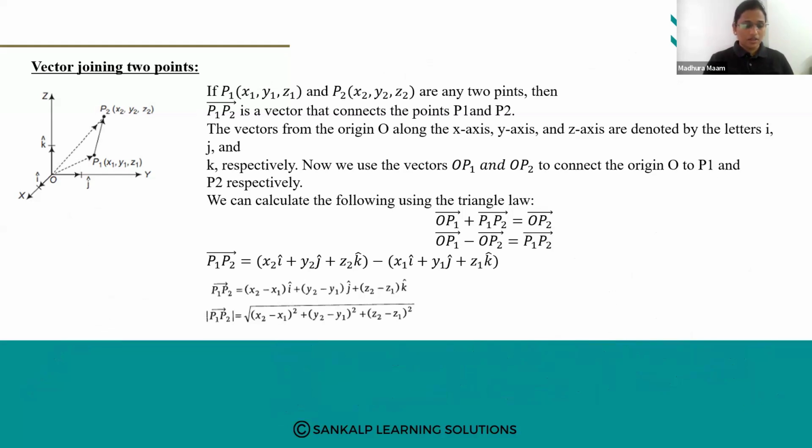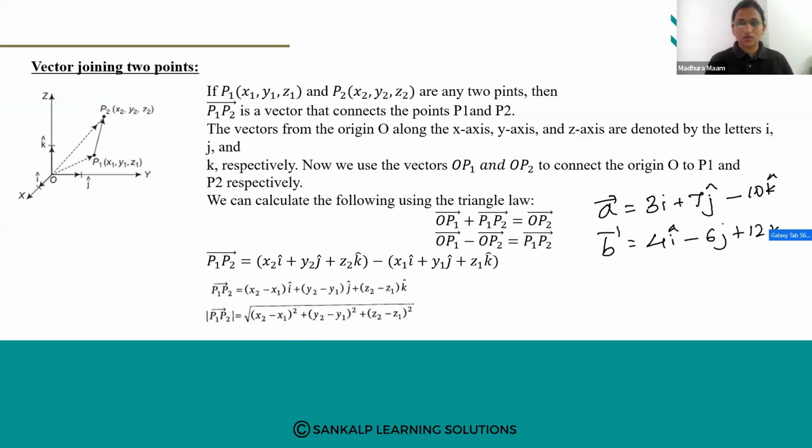Okay, say for example I will give you two position vectors. Say this is one position vector and say this is one more position vector. Let us call this OA and this OB. I will tell you to find the vector AB. So how will you write the vector AB? OB minus OA. Okay, so this is the vector joining two points.